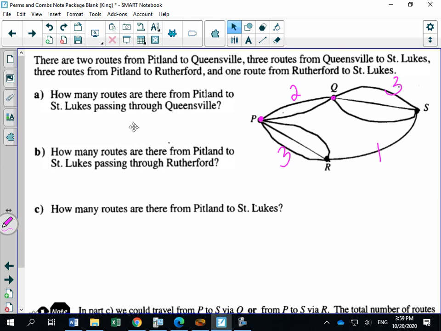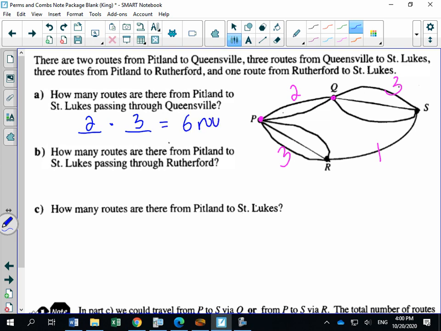How many routes are there from Pitland to St. Luke's? So we want to start here and we want to end here. What we would have is 2 different stages. So set up your 2 different stages. From Pitland to Queensville, I have 2 different routes that I could take, so 2 choices. And then once I'm in Queensville and I need to go to St. Luke's, I've got 3 different routes that I could choose from. So that would be in my second stage 3. And this would give me 6 routes total. So if you start here, you need to end up there. You could get there in 6 different ways.